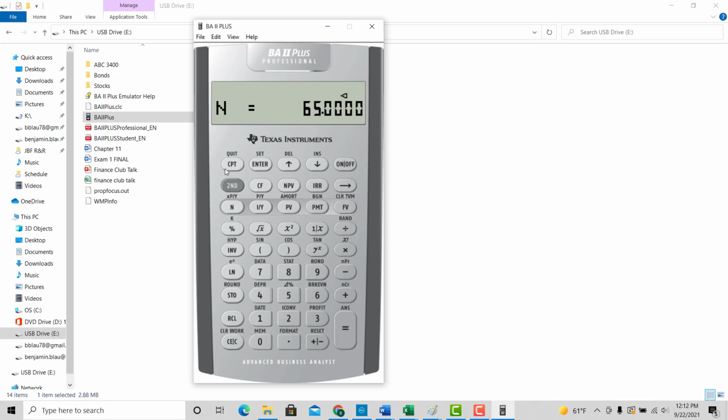To compute future value, I hit the CPT button. This is compute future value. And I get 10,565,352, which is the same as what I got by hand in Excel, which is the same using the future value function in Excel, and is now the same using this financial calculator.